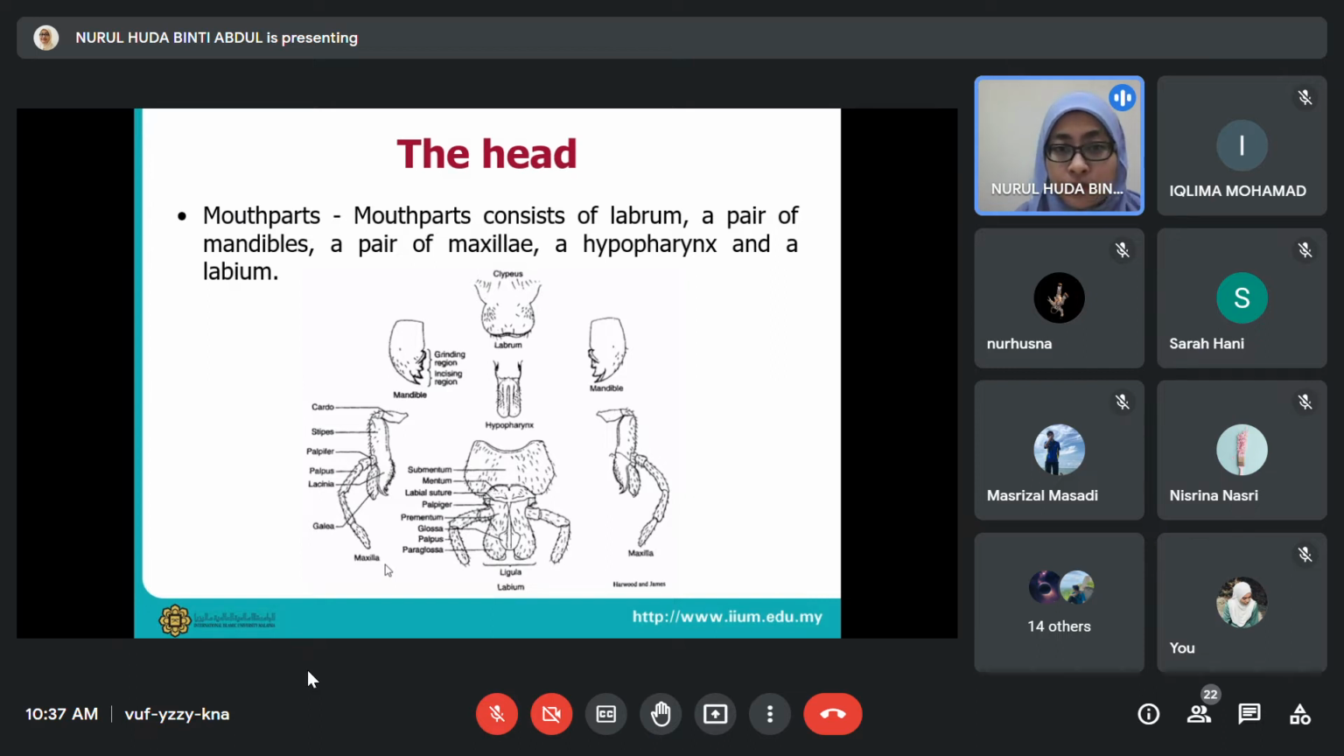So how do they chew? The first thing is using the mandible. So actually we call it their teeth, the first one. The mandible is the teeth. Okay, so there are different functions for different parts.